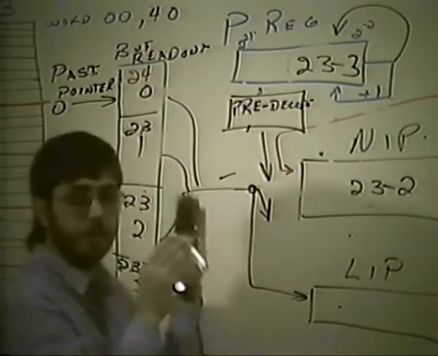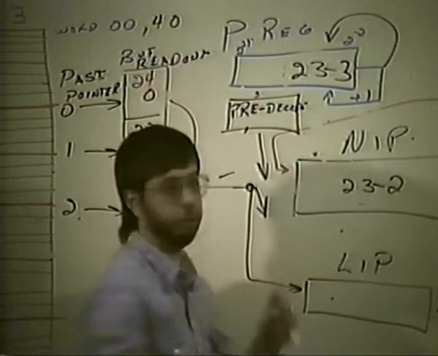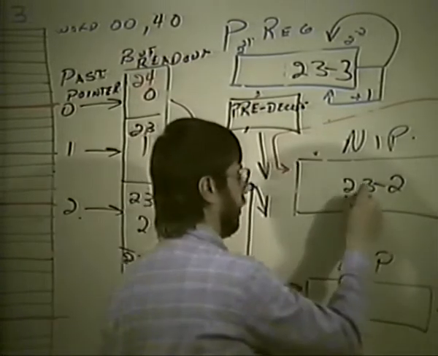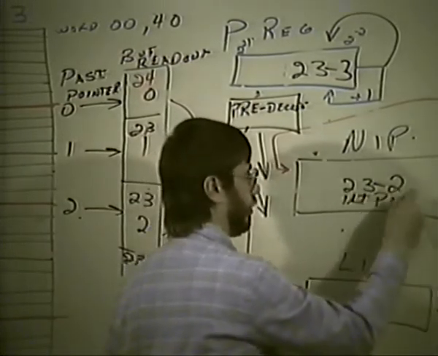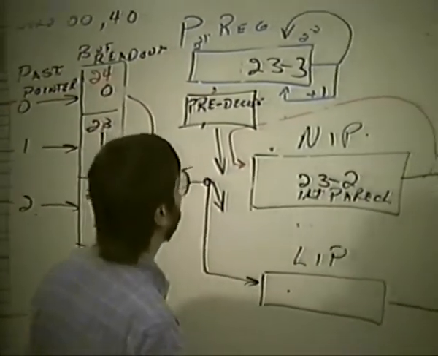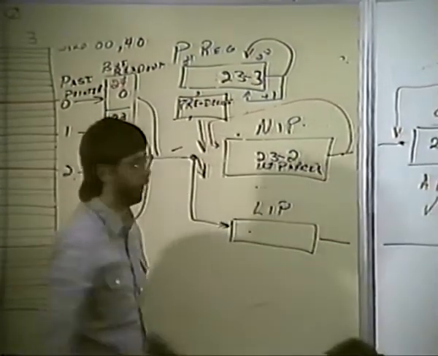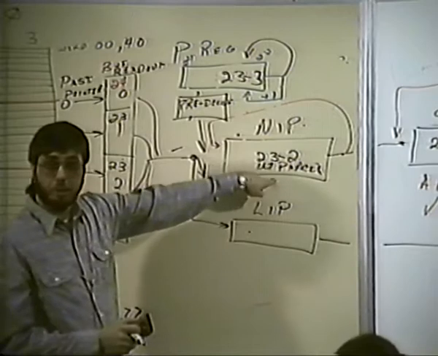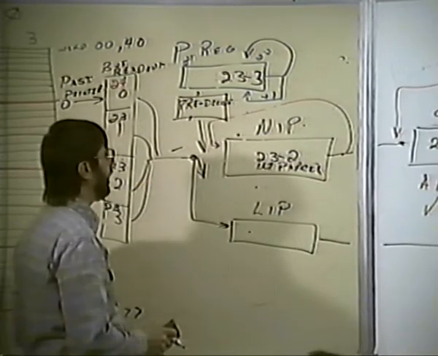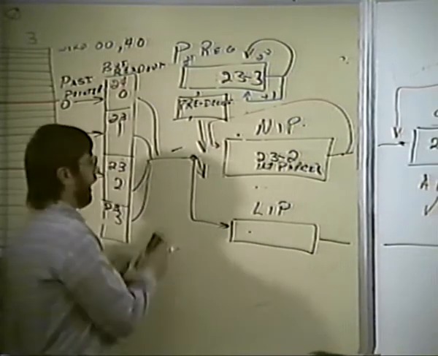So in other words, as soon as I identify that there's a 2-parcel instruction coming, the first parcel of a 2-parcel is going to be here. Okay? So we're going to load the first parcel into NIP. At that time, we're going to break this switch. And remember how I had it drawn before?